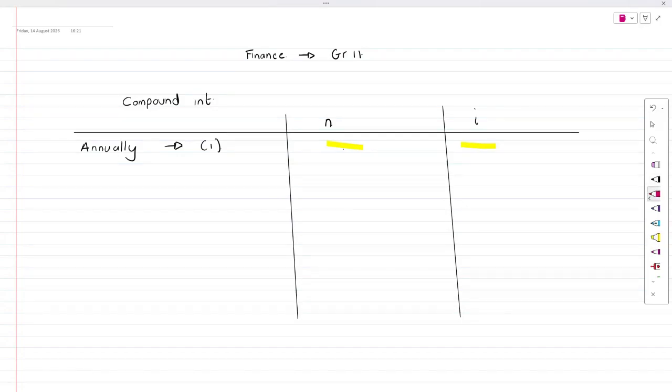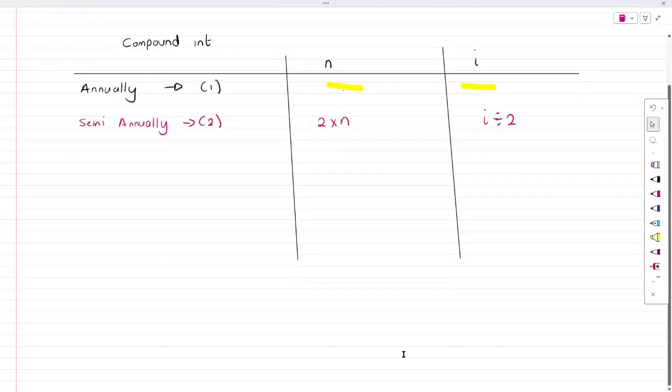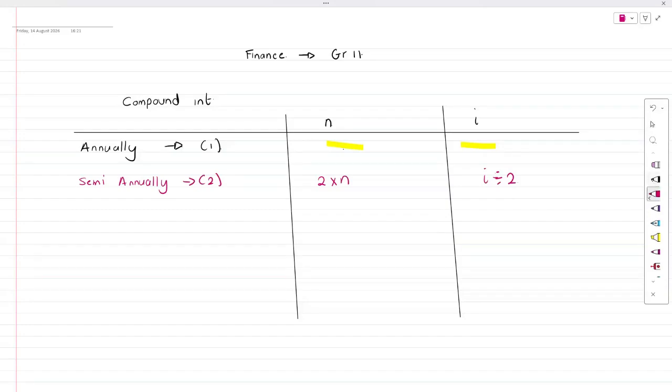Let's talk about semi. Now, the next one that we deal with is called semi-annually. When you see the word semi-annually, what it's talking about is twice. So now we're going to have N times 2 and I divided by 2. So we're going to take the number of years and multiply it by 2, and we're going to take the interest and divide it by 2.